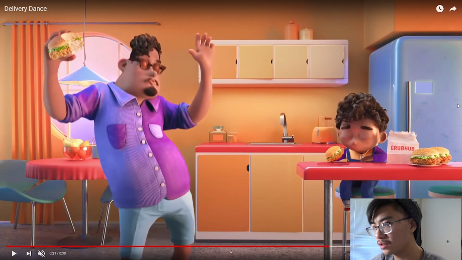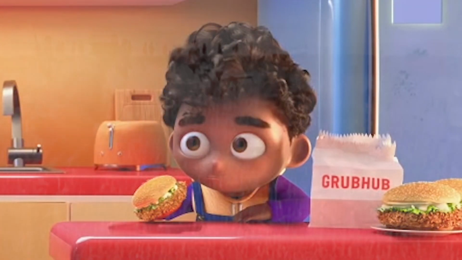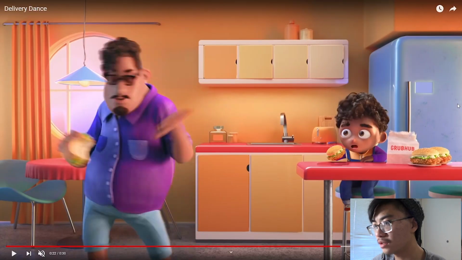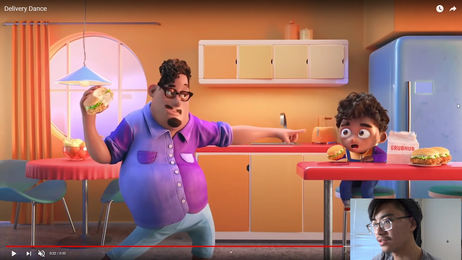Okay, so this part at the end. So he does his dance. His son finally comes back from the dead. He's about to go for the bite. And then he does... This kind of works. Kinda. The snap between these two poses is a bit much for me. Yeah, I don't know. Alright, and that's my frame-by-frame analysis of the Grubhub Delivery Dance.